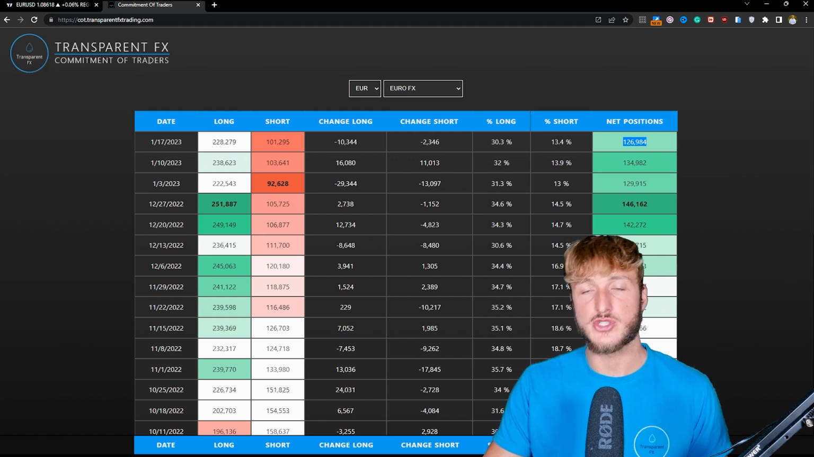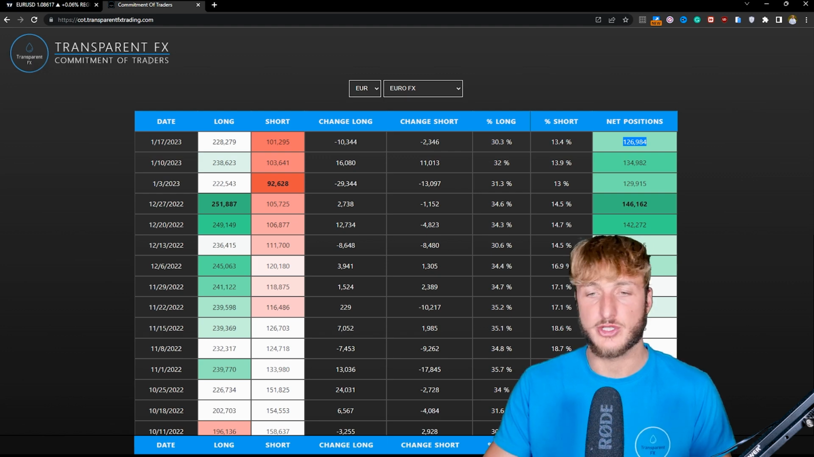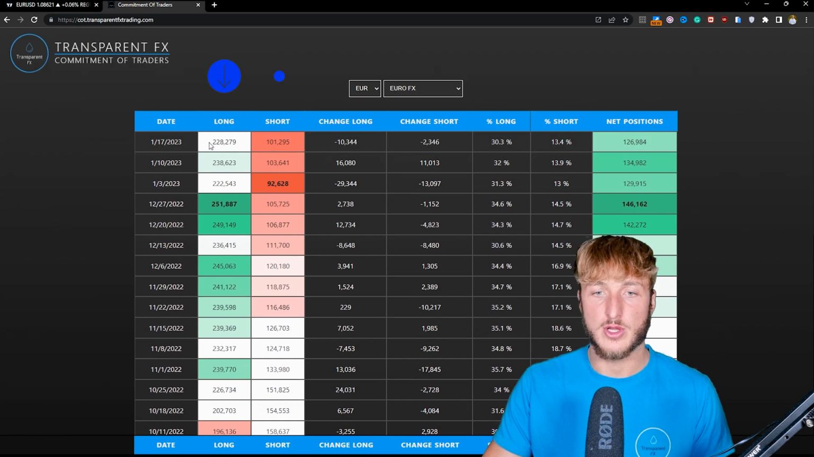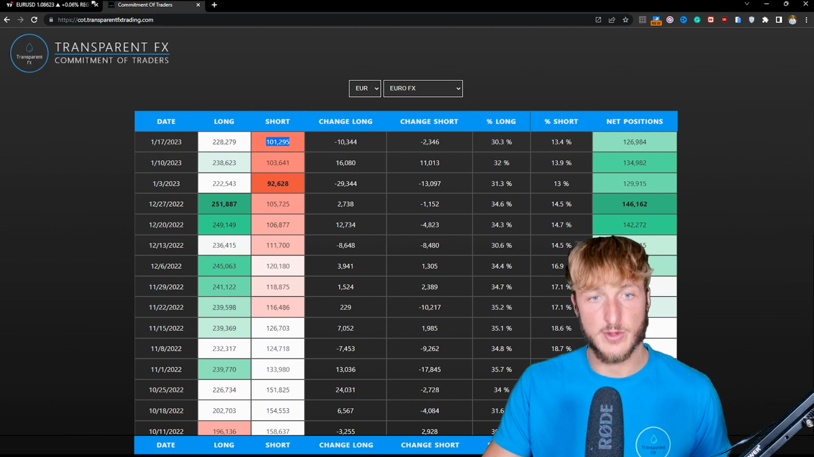Now, this positioning, the COT data, is just the data of the non-commercials, which are essentially institutions and hedge funds, which are just in the market to make money. And they went from having way more shorts than longs to now having way more longs than shorts, with 228k longs compared to only 101k shorts. This indicates that Euro USD is getting very bullish.